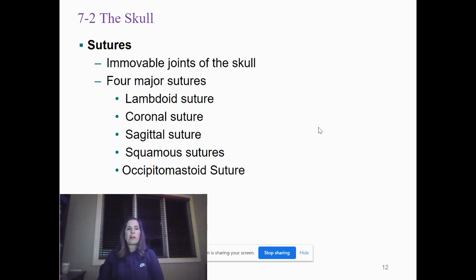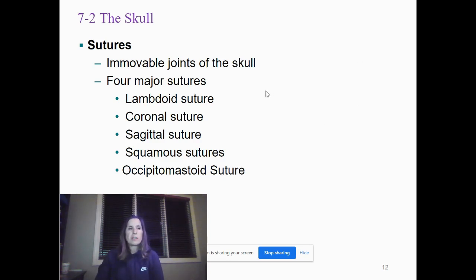All right, the first thing we want to get started with are sutures. And the sutures that you have to know are the lambdoid suture, it kind of looks like a lambda symbol. The coronal suture, I think of crown. Sagittal suture, think of left and right sides. Squamous suture and the occipitomastoid suture.